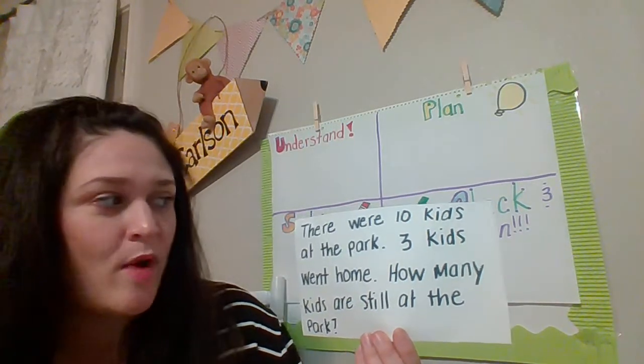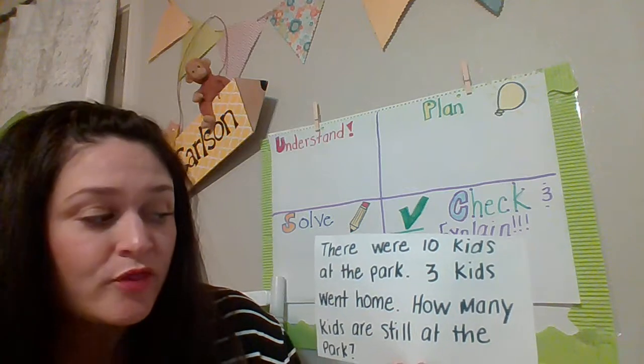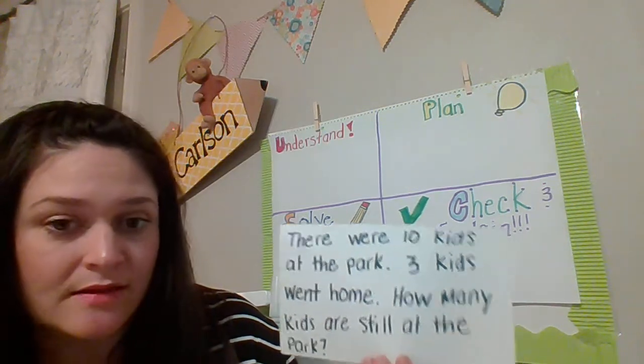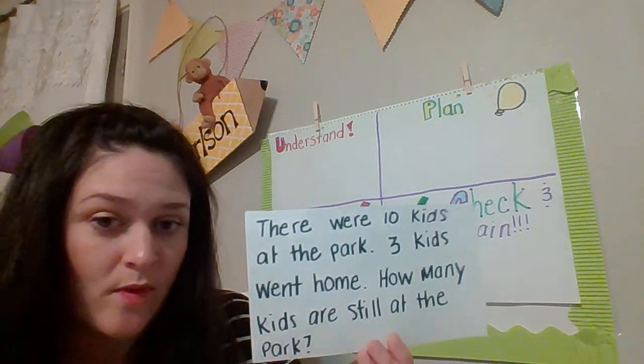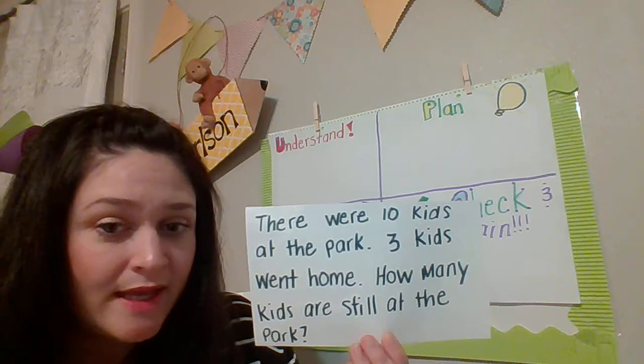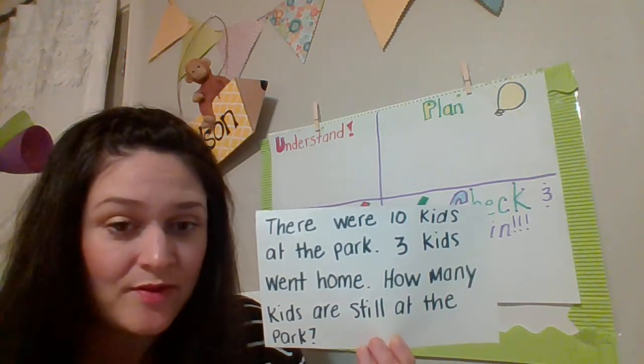Okay, my word problem is there were 10 kids at the park. 3 kids went home. How many kids are still at the park? I'm going to read it one more time. There were 10 kids at the park. 3 kids went home. How many kids are still at the park?